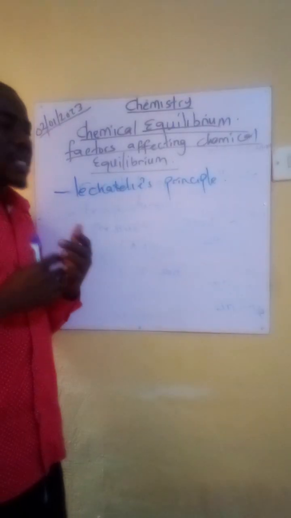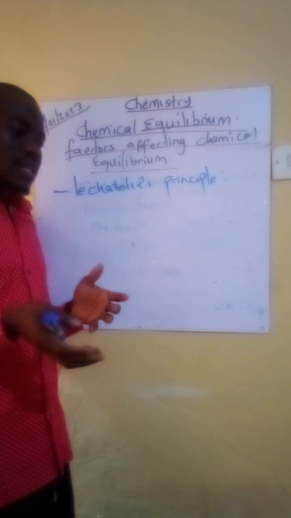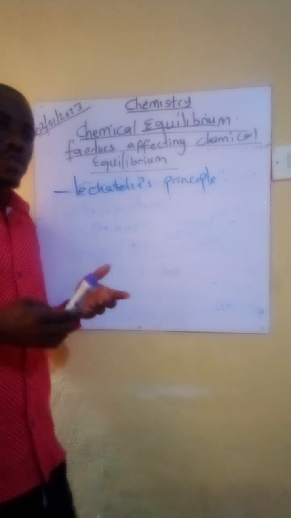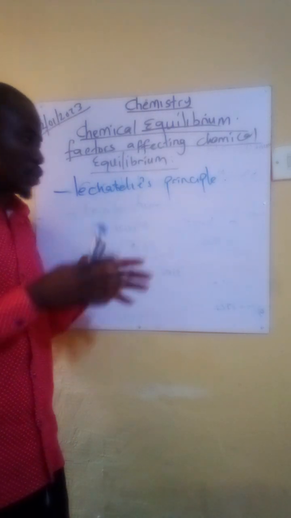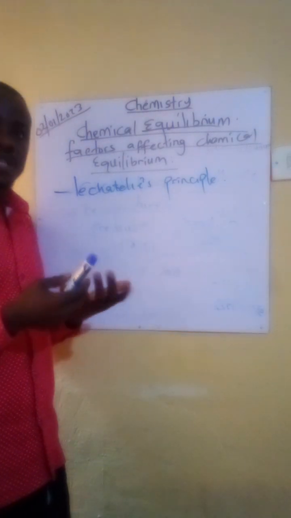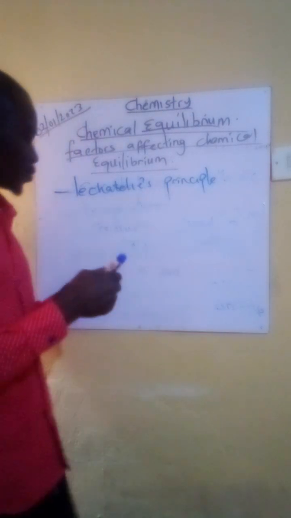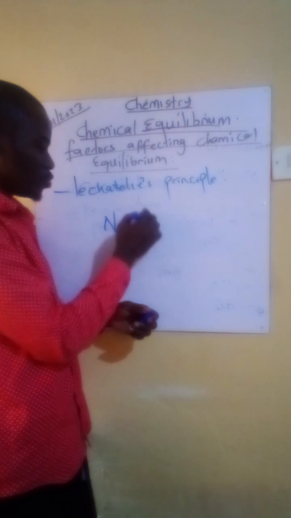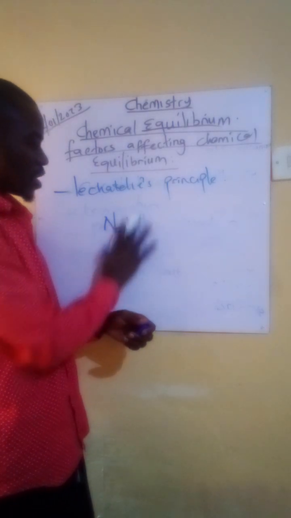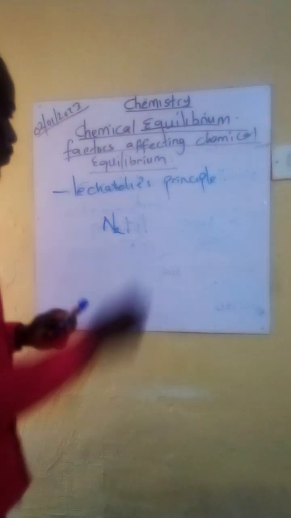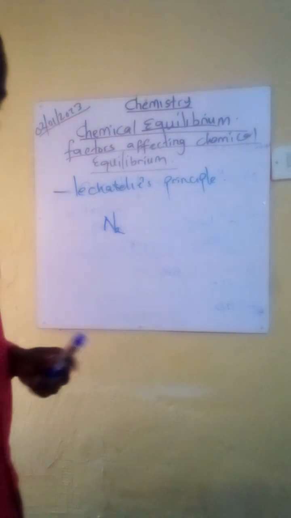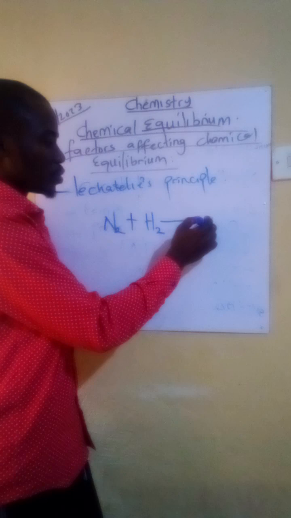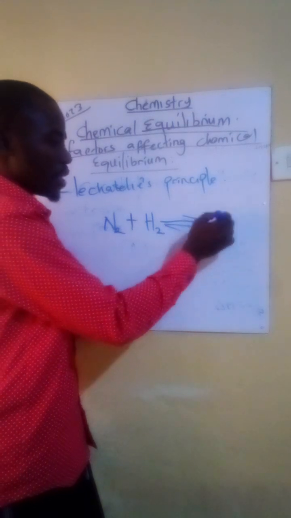How does the system respond or adjust itself to the effects of that change is what we want to discuss now. Let's say, for example, you have nitrogen reacting with hydrogen to give ammonia.